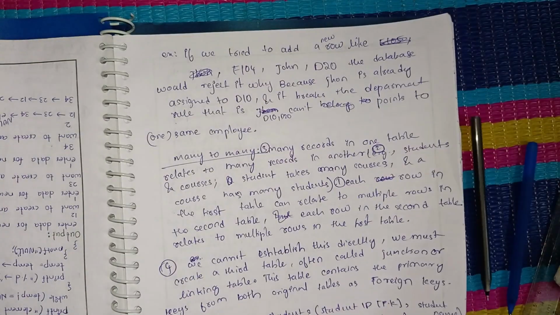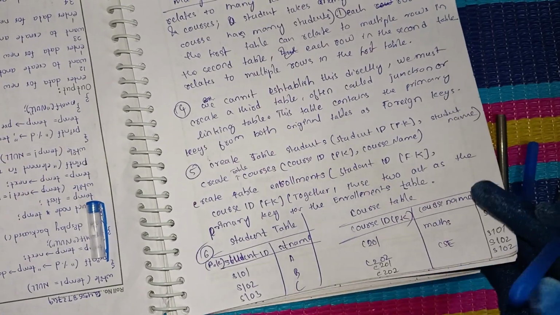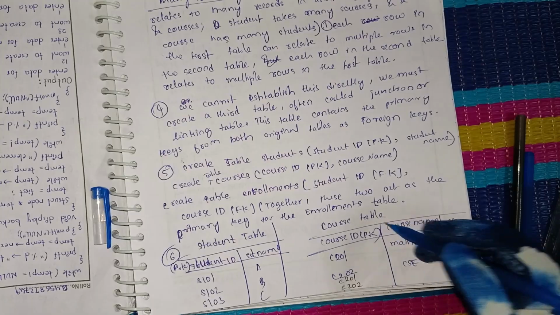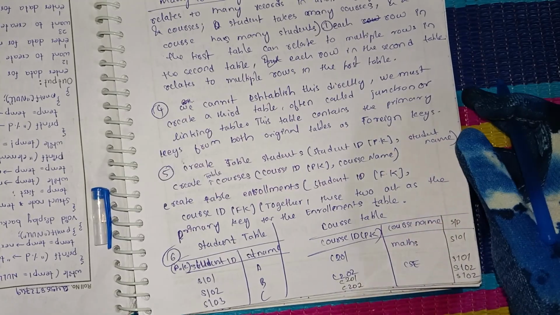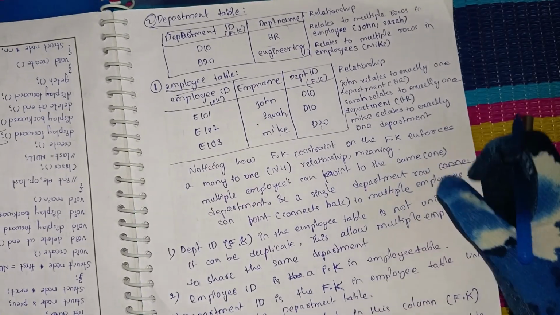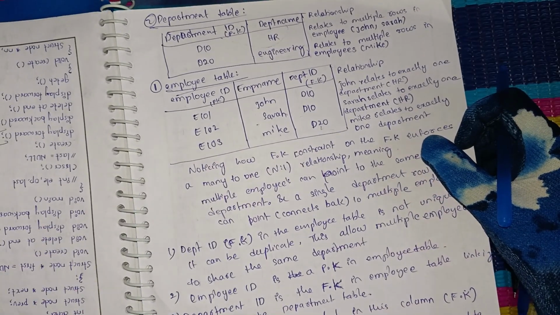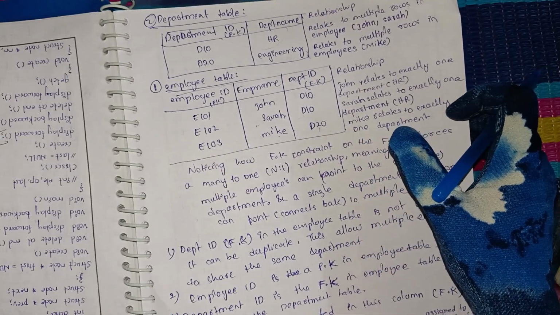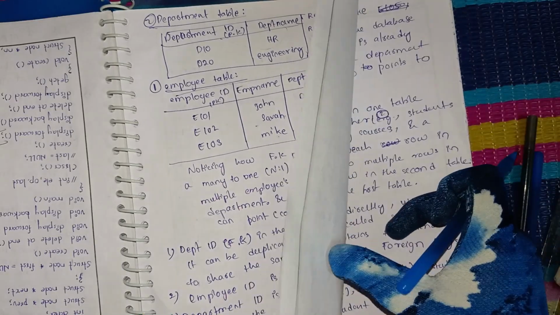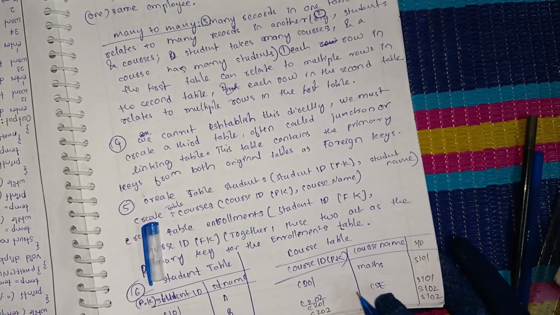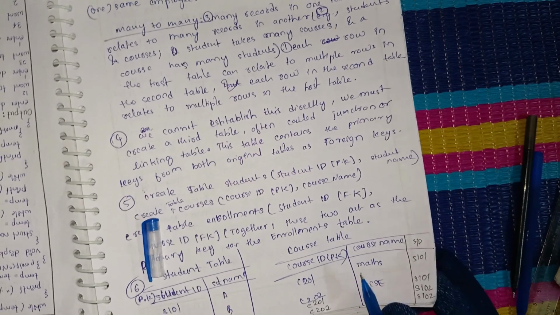So here we are seeing we can't put course ID in the student table. If we put the course ID in the course table, like we have done in the many to one relationship, where we put department ID in the employee table, we achieved the many to one relationship. But in many to many relationship, we can't put student ID in the course table. Why? Due to data redundancy.